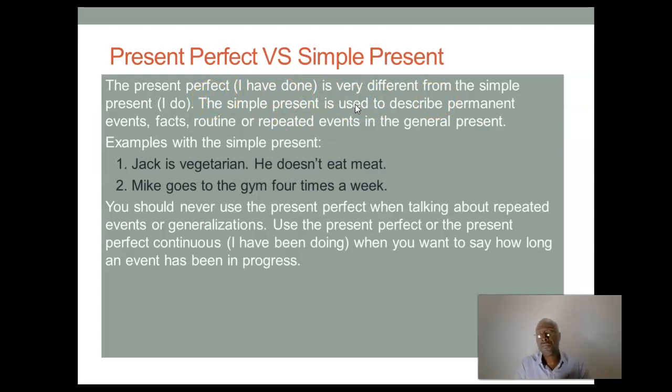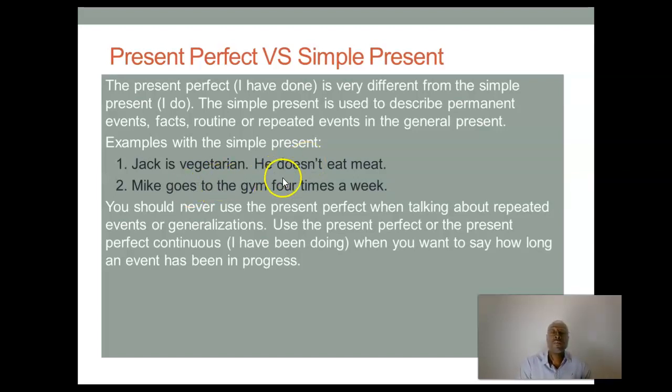The simple present tense, if you remember, is used to describe permanent events, facts, or generalizations, or routine events, routine activities, repeated activities, habitual activities. Now, please compare these 2 examples. Jack is vegetarian. He doesn't eat meat. That's a fact. You use simple present to talk about facts. He doesn't eat meat. Just like you would say somebody doesn't smoke or doesn't drink, or somebody likes something.